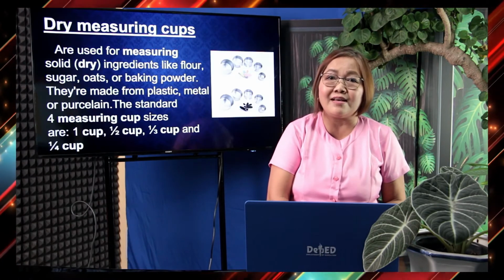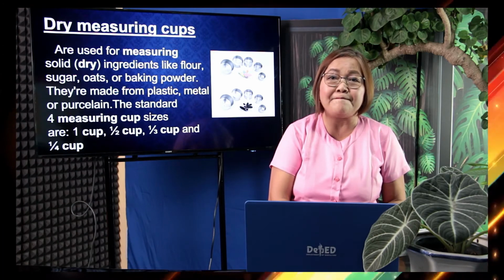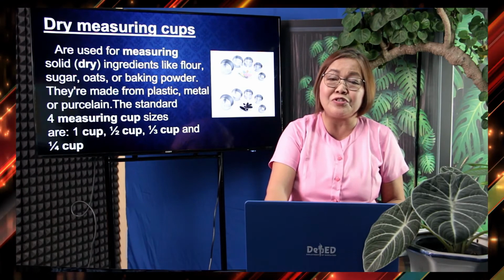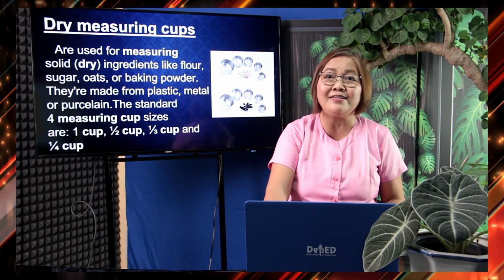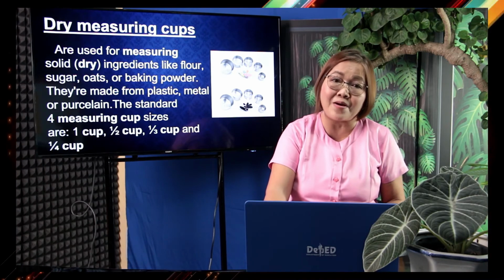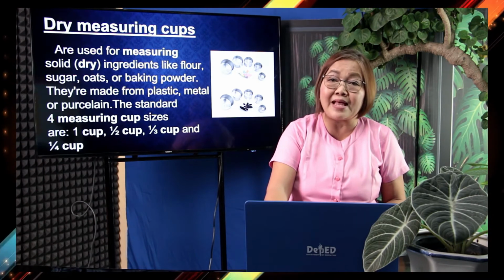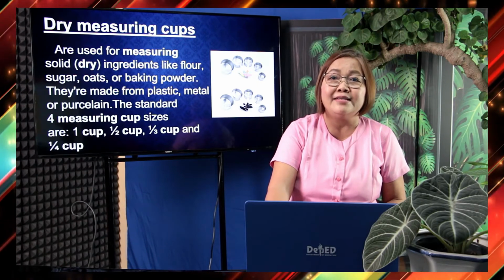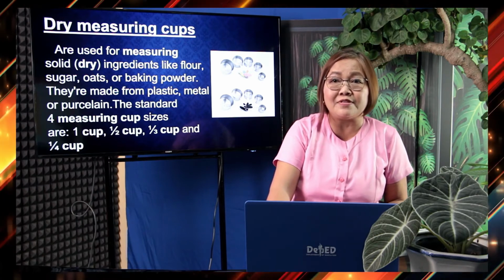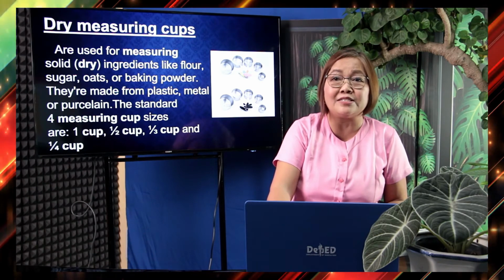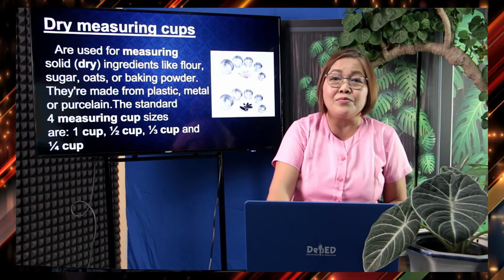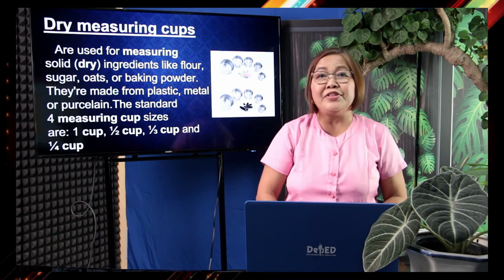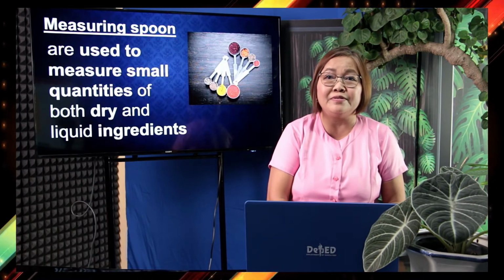Okay, so the next tool is the dry measuring cup. These are used for measuring solid or dry ingredients like flour, sugar, oats, or baking powder. They are made from plastic. Pwede po metal, mayroon din porcelain. Now, the standard sizes for this measuring cup for dry ingredients, mayroon tayong 1 cup, 1/2 cup, 1/3 cup, and 1/4 cup. Another one is the measuring spoon.